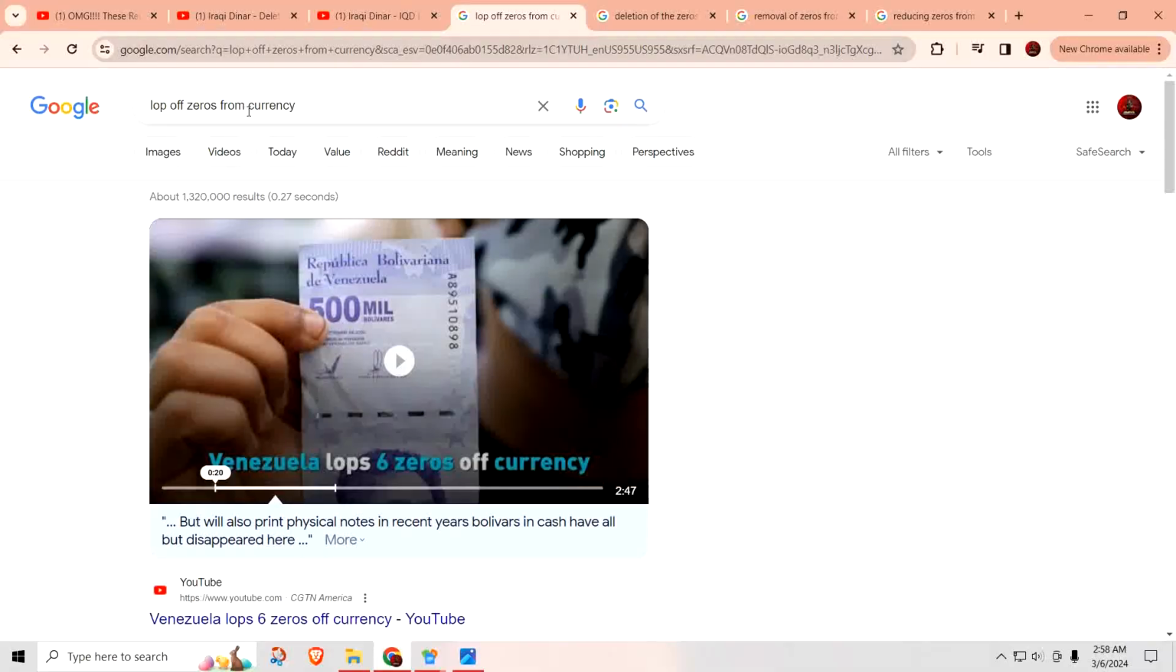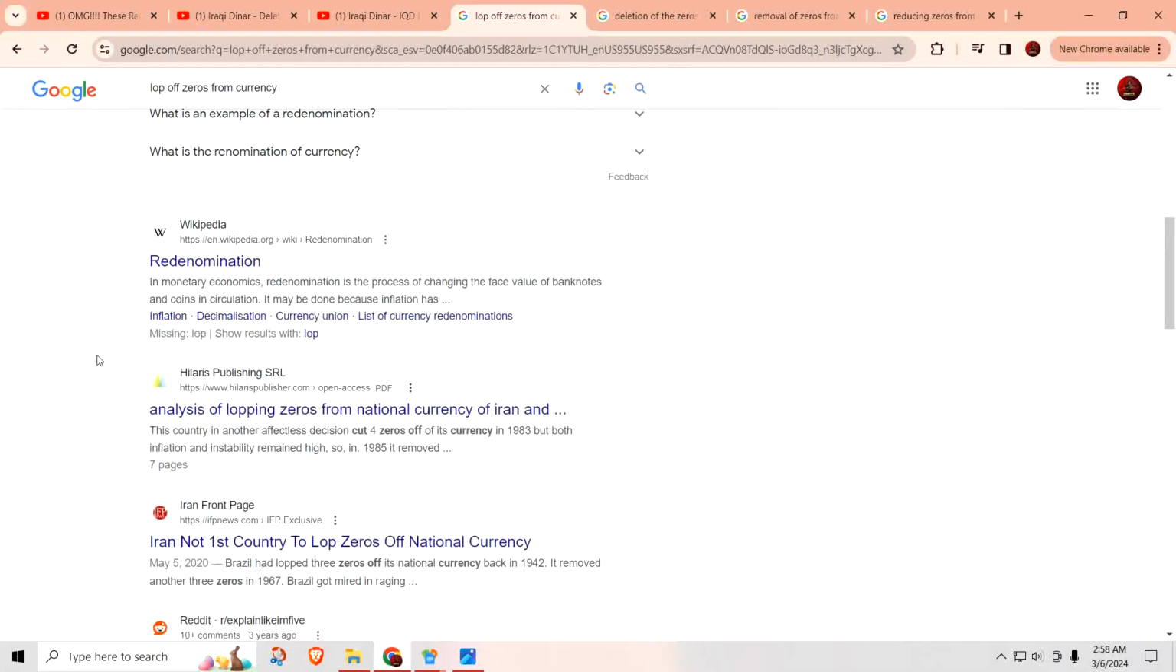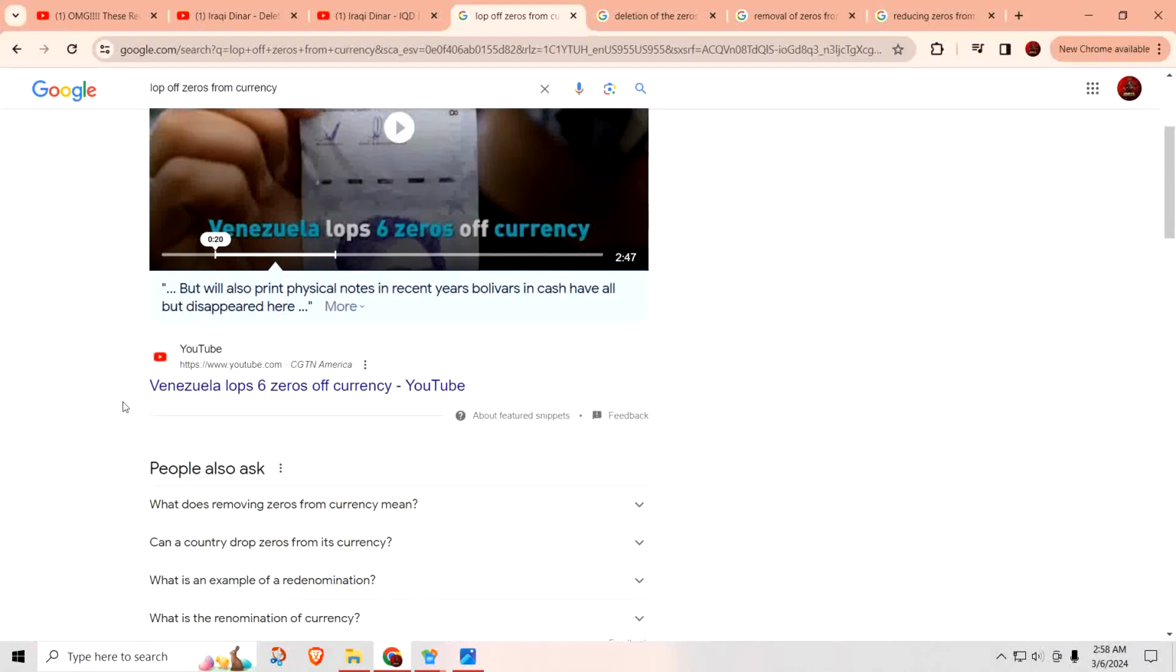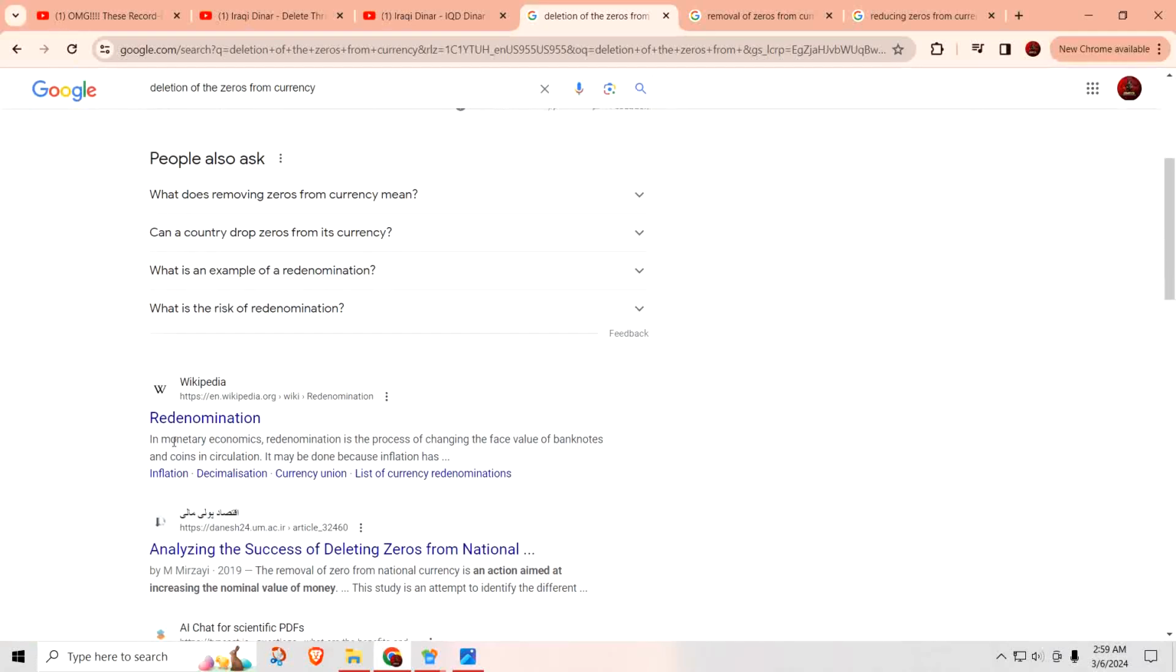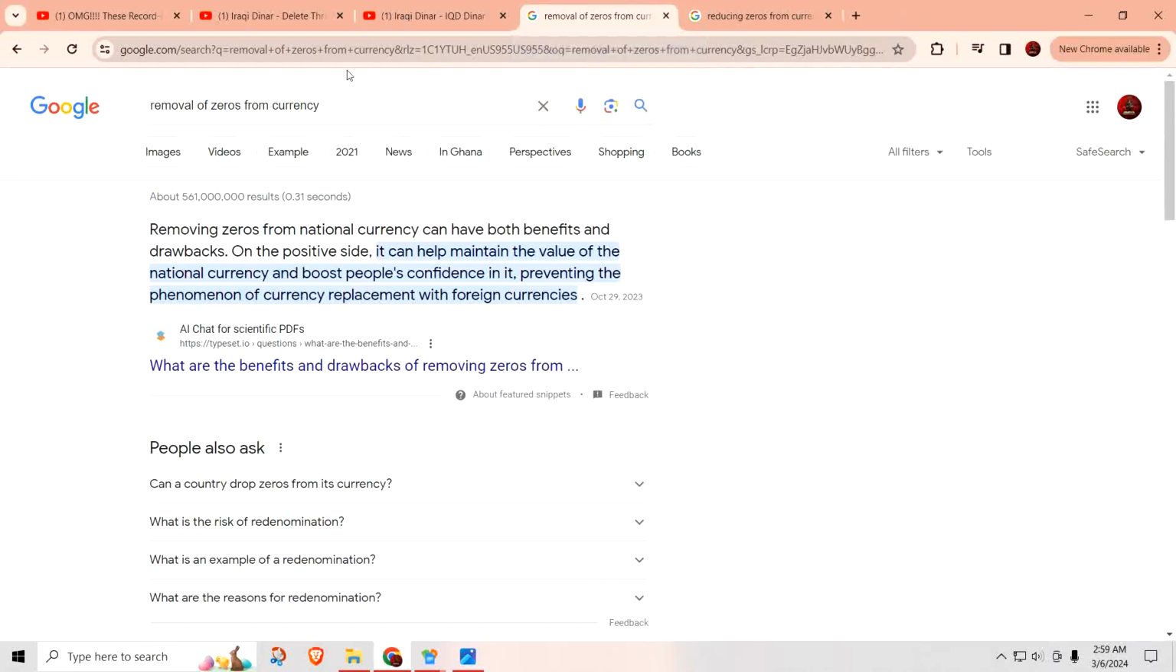LOP off zeros from currency. Same as redenomination. You can see here, Venezuela lops 6 zeros off its currency. That's what a LOP is. Deletion of zeros from the currency. Removing zeros from the national currency. Deleting zeros from national currency. Hey, it's a redenomination. Removal of zeros from currency. Removing zeros from national currency.